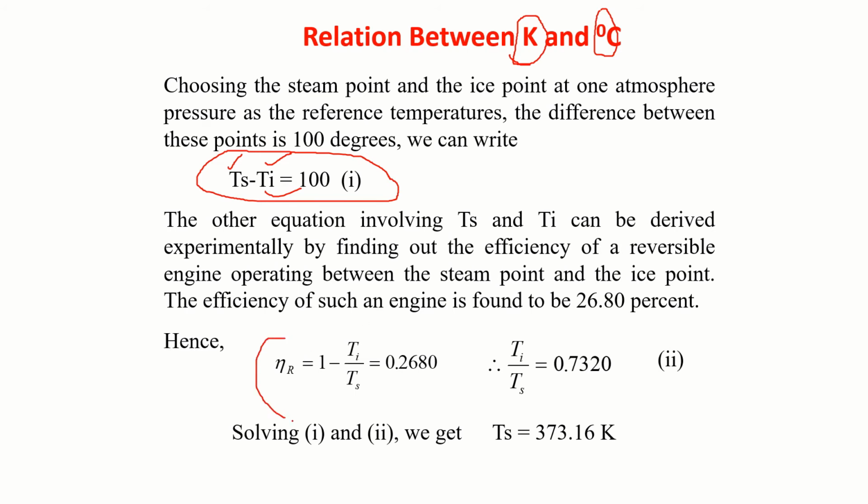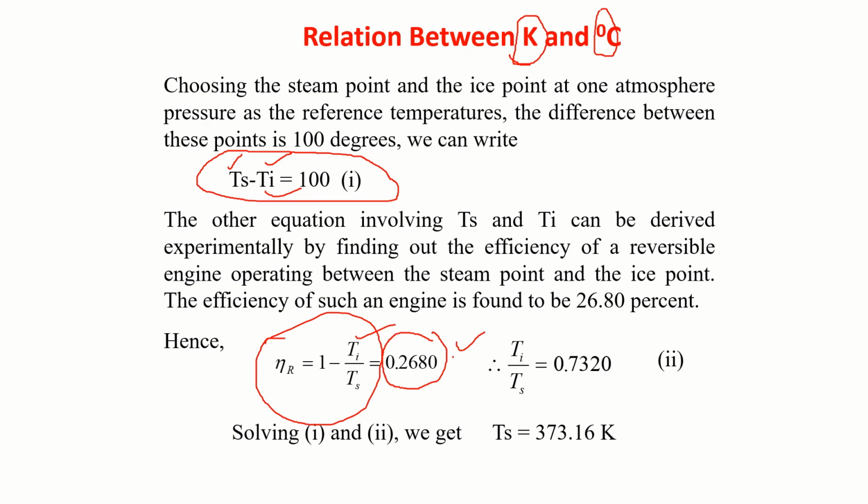Now, the efficiency of a reversible engine, eta R, is equal to 1 minus Qi by Qs, which I can replace by Ti by Ts. Here Ti is the temperature of the triple point of water, and Ts is the steam point. The efficiency of such an engine is found to be 26.8%. That is, 1 minus Ti by Ts is equal to 0.2680. So this is an experimental value.